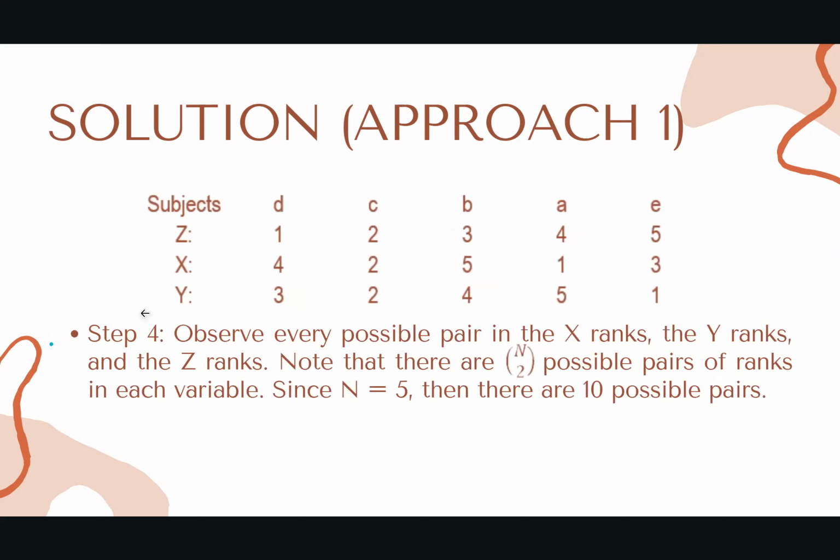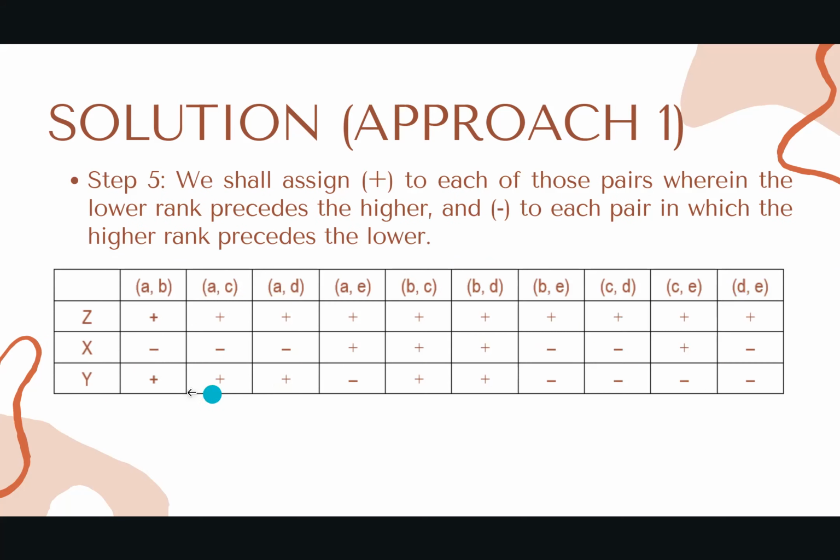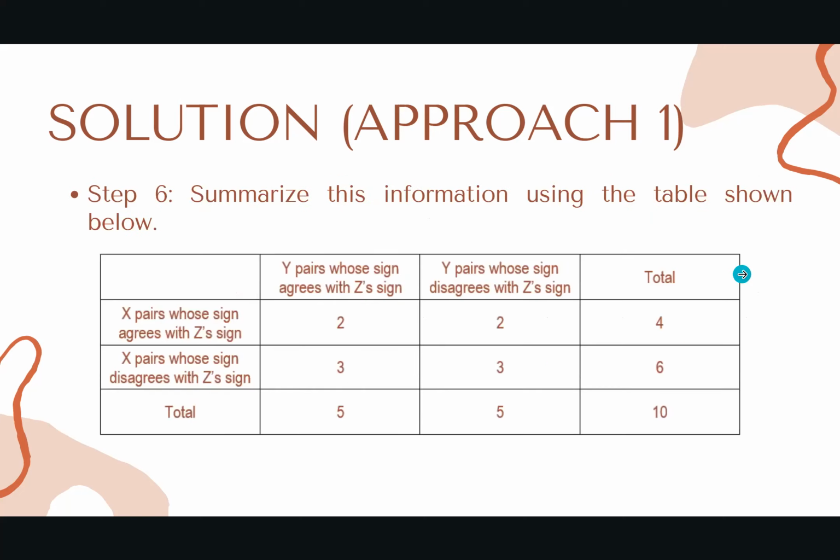Kapag naman sa Y natin ititingnan, mas malaki si Y value for A kesa sa Y value for B. So dahil parallel siya, mas malaki dito si A, mas malaki rin dito si A, so plus sign yung gagamitin natin for the case of Y under the pair AB. So we would just perform that until the Y counterpart of DE. And ito na yung summary ng table natin. So makikita mo na yun nga, yung n taken 2 yung sum.